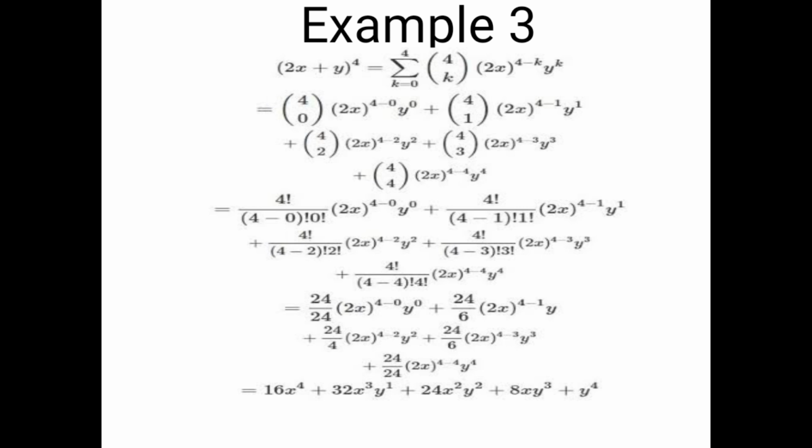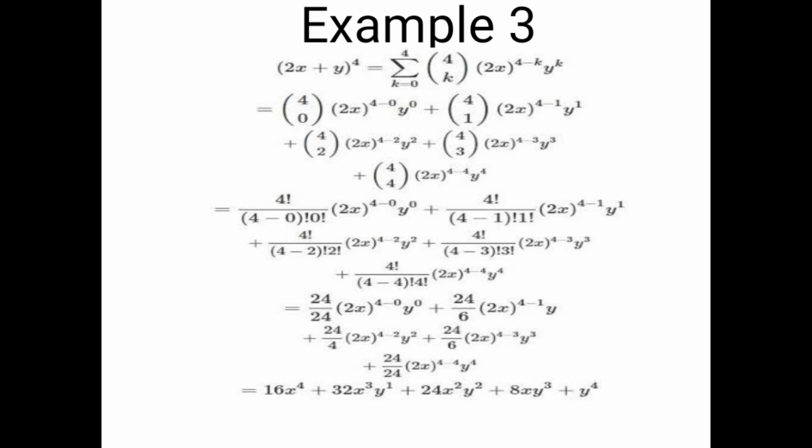Example 3. Now let's expand (2x plus y) all raised to the power 4. From the compact form of the binomial theorem, we have the summation of 4 combination k times (2x) raised to the power 4 minus k times y raised to the power k, where k goes from 0 to 4. Now, when k is 0, we have 4 combination 0. When k is 1, we have 4 combination 1. When k is 2, we have 4 combination 2. When k is 3, we have 4 combination 3. When k is 4, we have 4 combination 4.